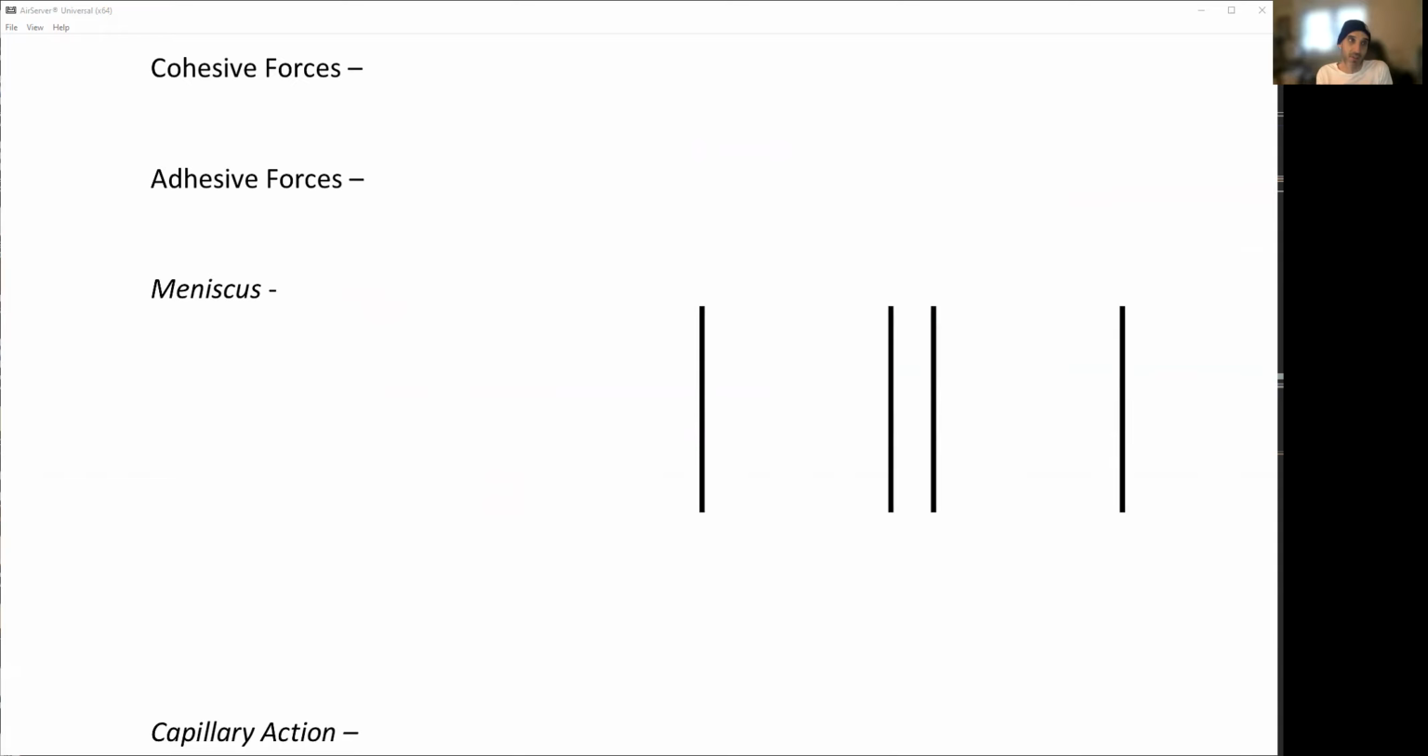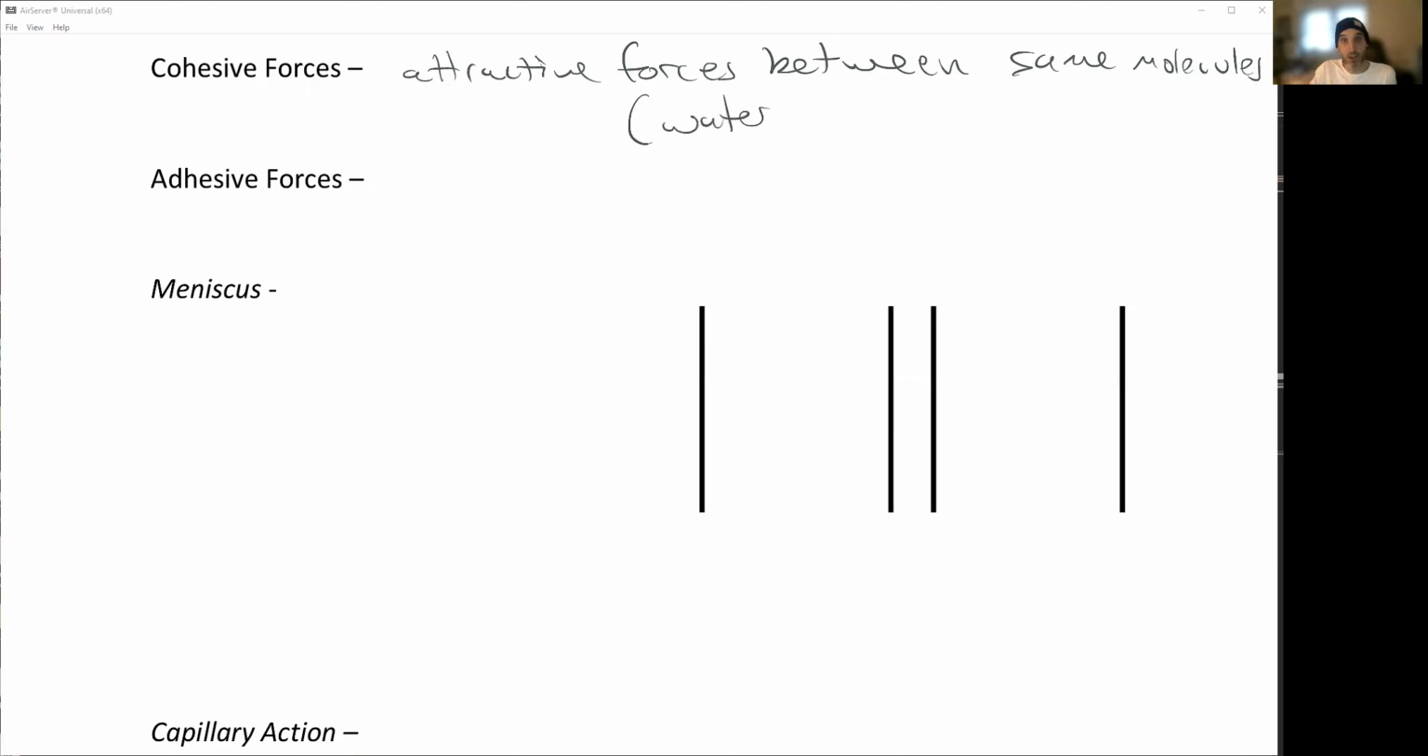First of all, cohesive versus adhesive forces. So cohesive forces are attractive forces between the same molecules, same molecule type. So for example, if I have a container of water, a water in a cylinder is typically what we look at for this question, but water's interaction with itself. So the cohesive forces are what are holding water together.